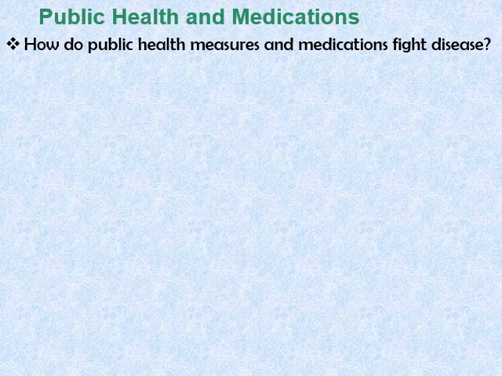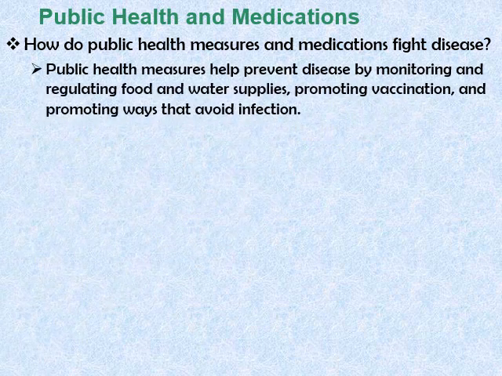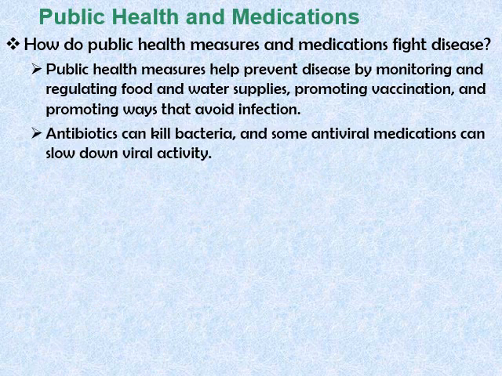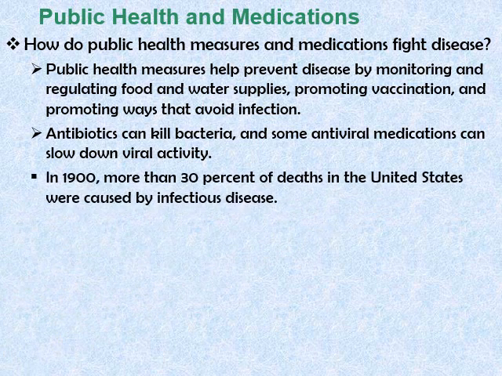Now let's look at the second major section of this lesson, which is public health and medication. How do public health measures and medications fight disease? Public health measures help prevent disease by monitoring and regulating food and water supplies, promoting vaccination, and promoting ways that avoid infection. On the other hand, antibiotics can kill bacteria, and some antiviral medications can slow down viral activity.